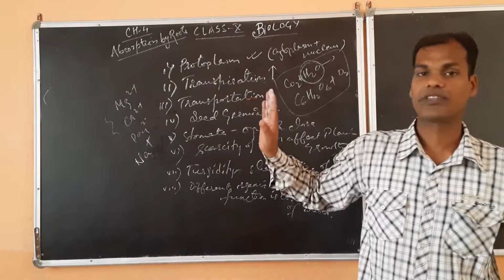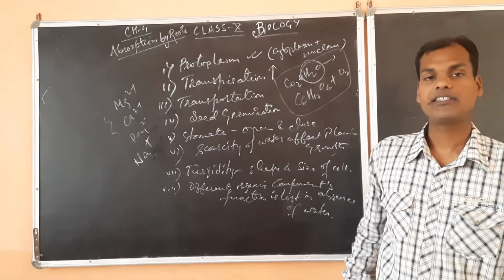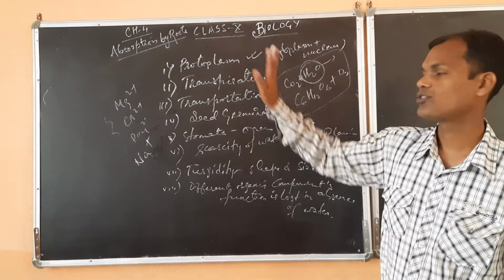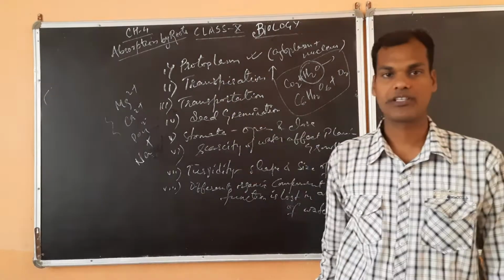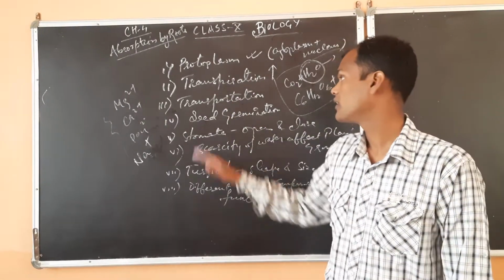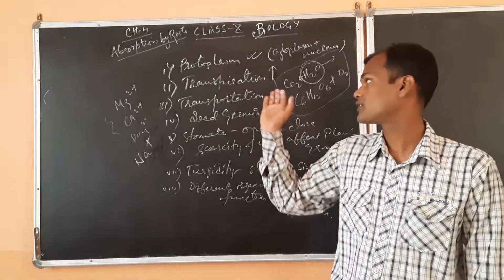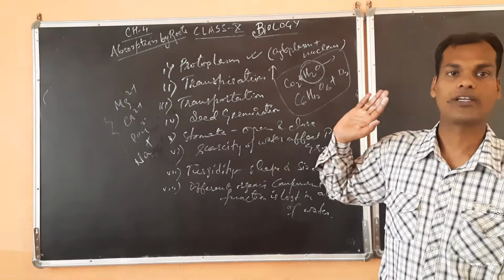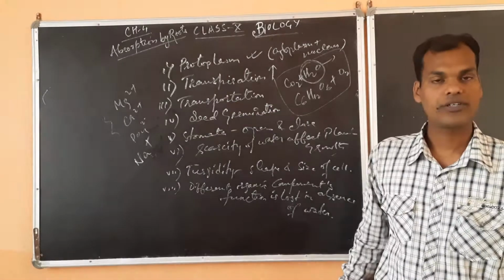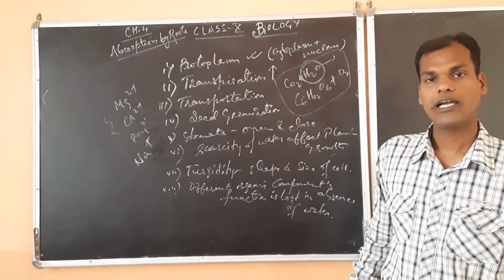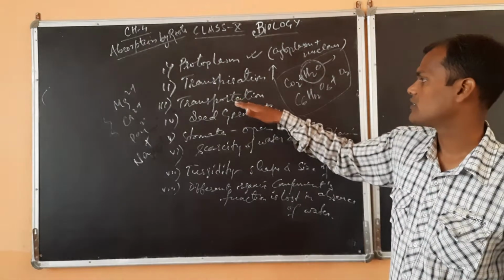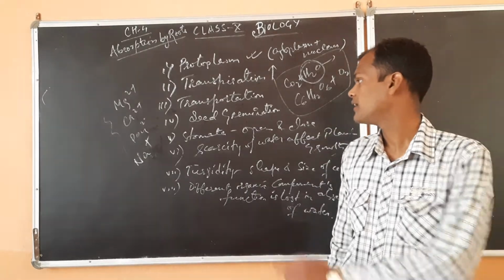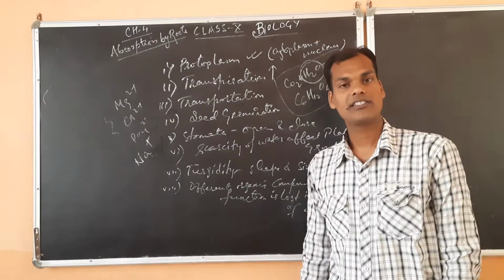First is protoplasm, the cytoplasm plus nucleus, that is the protoplasm contains 70% water. Second is transpiration. In case of transpiration, if water is more, transpiration will be more. That is affected by water content. Transportation of different types of substances across the membrane or within the cell, that is due to the water. Then for seed germination, water is responsible.